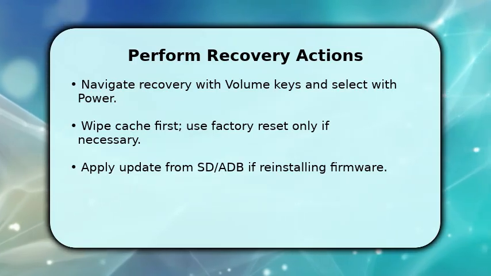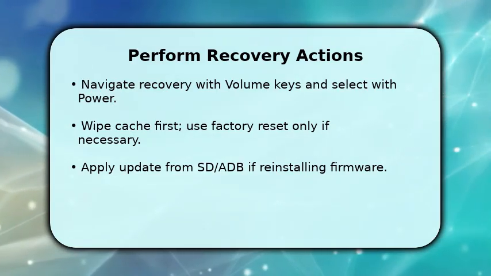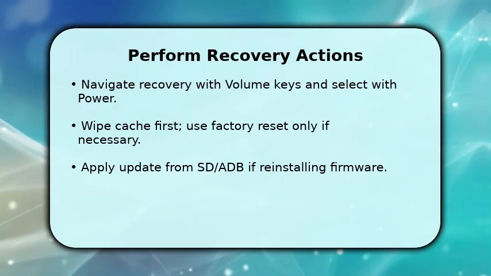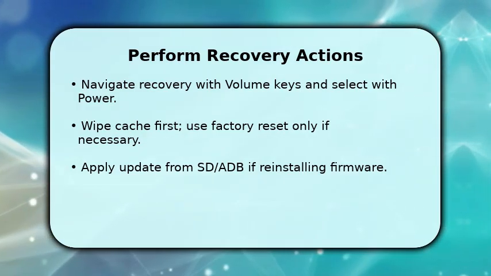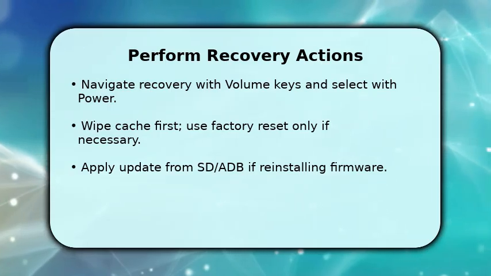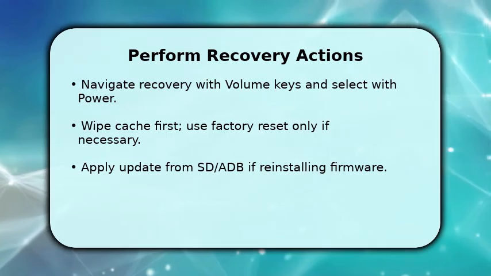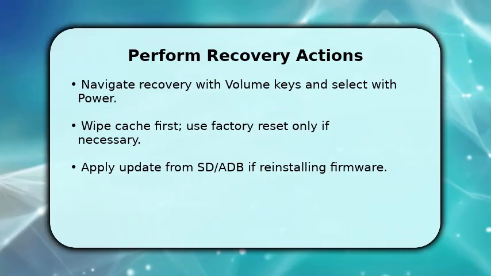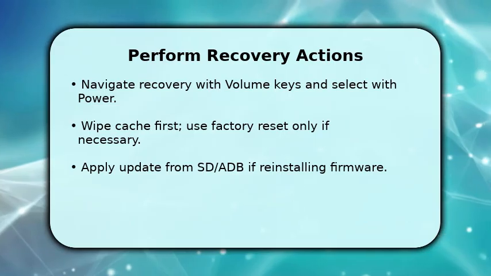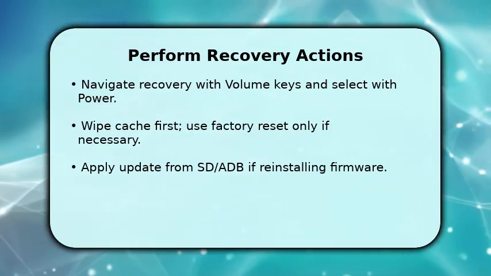You now perform the core recovery actions. Use the volume keys to navigate and power to select. Recovery ignores touch. Begin by wiping the cache partition to remove transient errors without deleting personal data, because that often fixes boot loops. If cache wipe fails, choose Factory Reset. Note this erases user data, so proceed only if you've backed up or have no alternative.